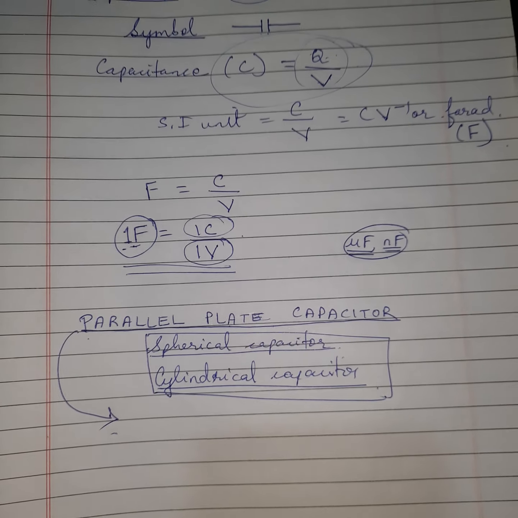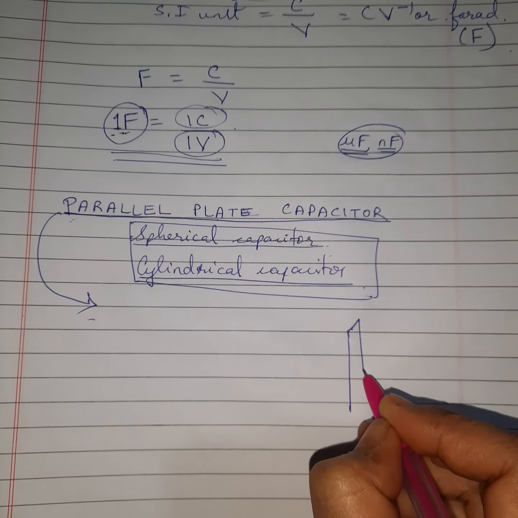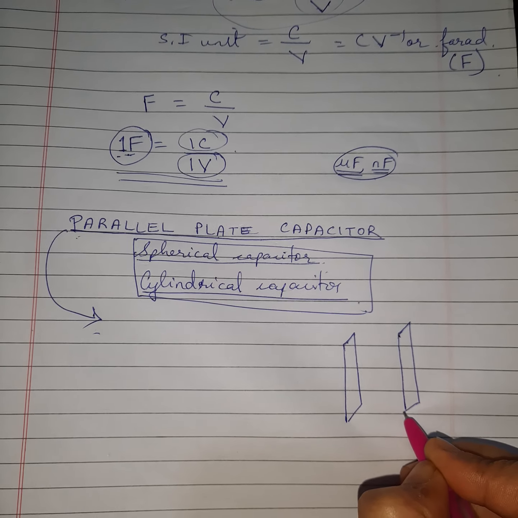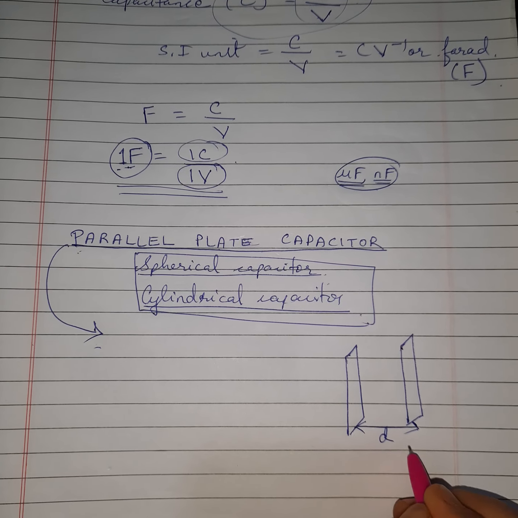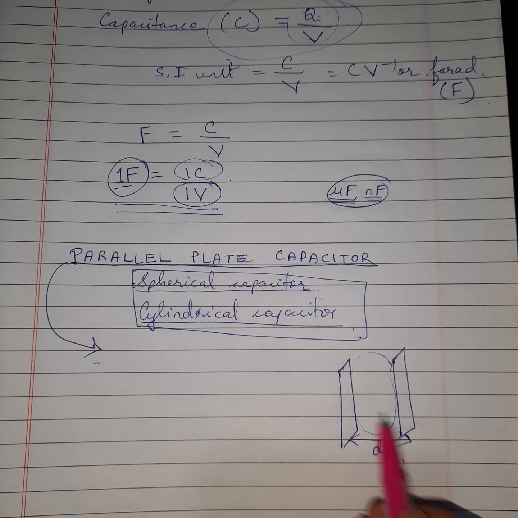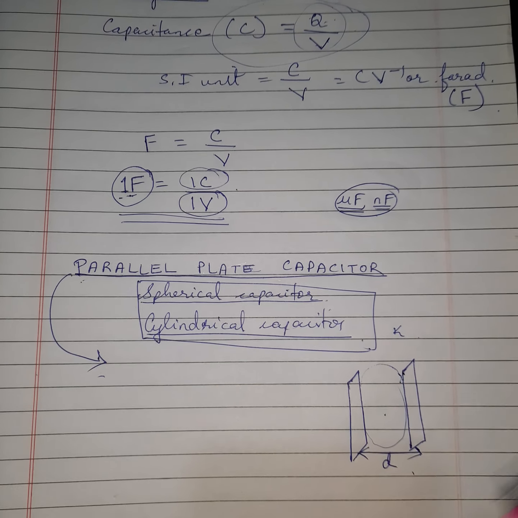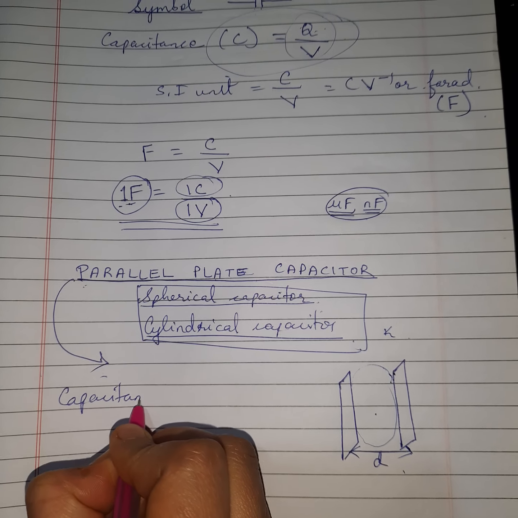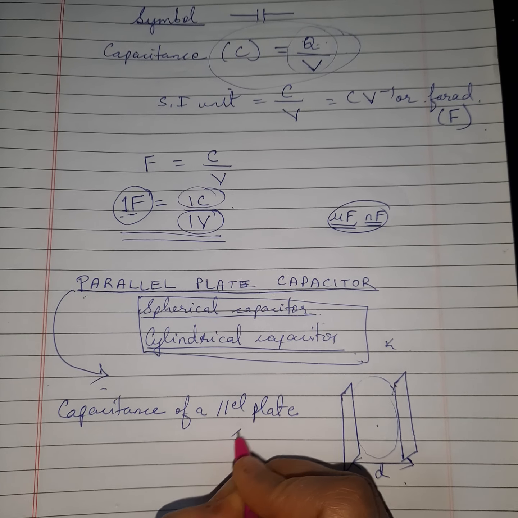Now what is a parallel plate capacitor? As the name suggests, you have two plates kept parallel to each other like this, separated by a small distance. Say the distance between these two plates is d. Now the space between these two plates may be filled with air or any other medium with a dielectric constant equal to K. Now let us find out the capacitance of a parallel plate capacitor.